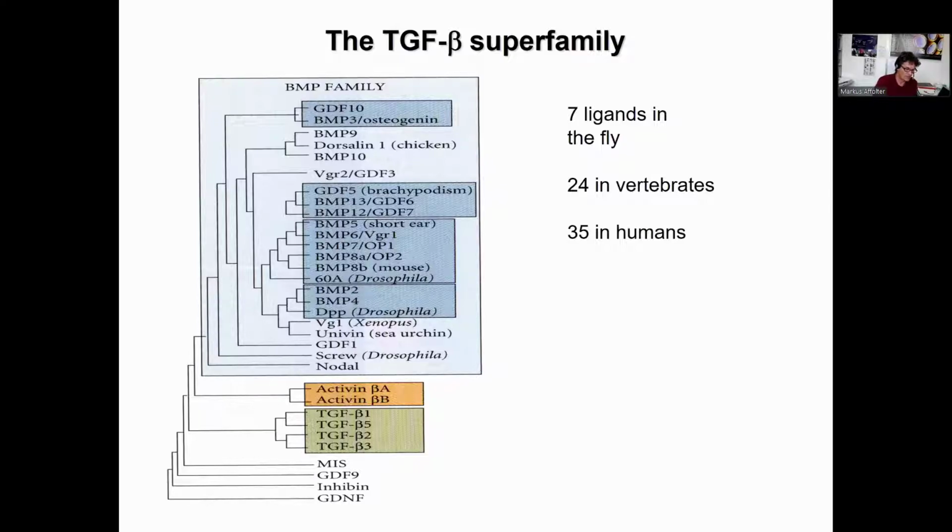This organism has undergone genome duplication, so the ligand has duplicated as well. The receptor probably as well. So you have several receptors, several ligands. And in the TGF-beta superfamily, you have roughly 35 members in humans. So there are 35 molecules that look like TGF-beta molecules, and we'll discuss what they look like. It's by their structural fold.